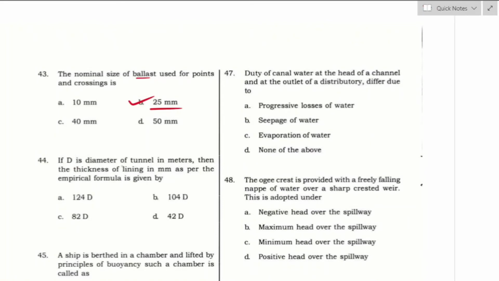Question number 44. If D is the diameter of the tunnel in meters, then the thickness of the lining in mm as per the empirical formula is given by 82D. Option C is the right answer, where D is the dia of the tunnel.